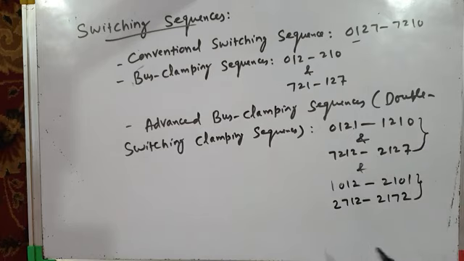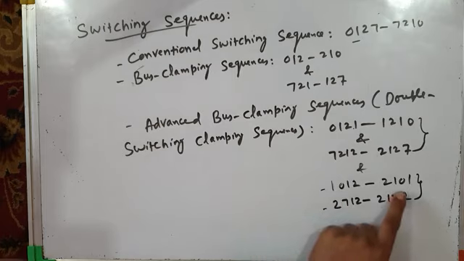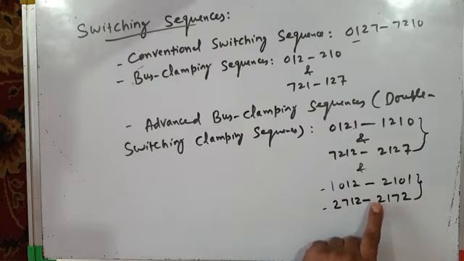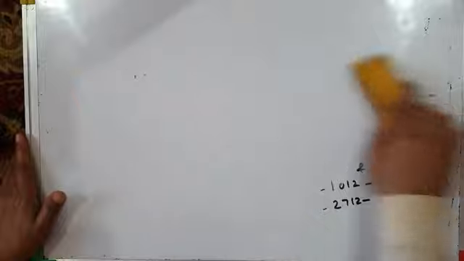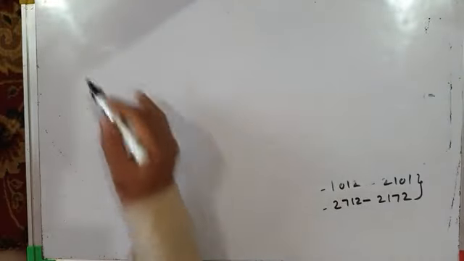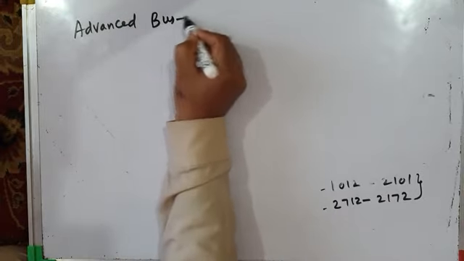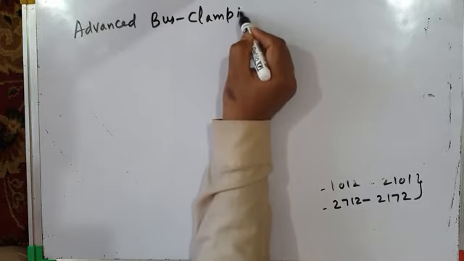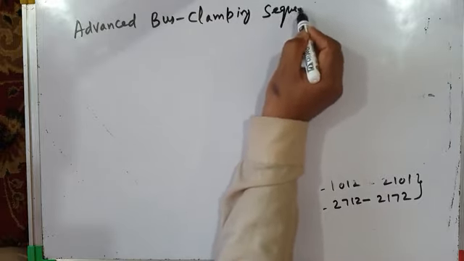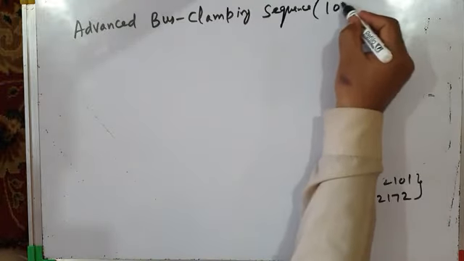From the torque ripple reduction point of view, these double switching clamping sequences or advanced bus clamping sequences are very important. I mean, they result in more reduced torque ripples. So let me briefly discuss with you these double switching clamping sequences, which we have not studied earlier. I will write here: double switching clamping sequence or advanced bus clamping sequence. Let me discuss first this 1012-2101.